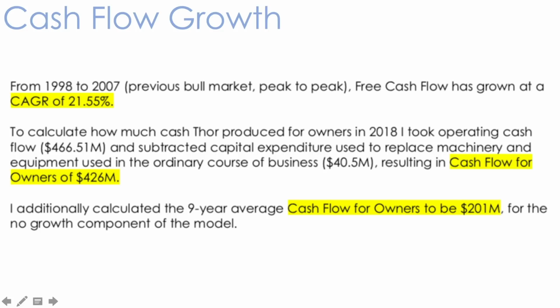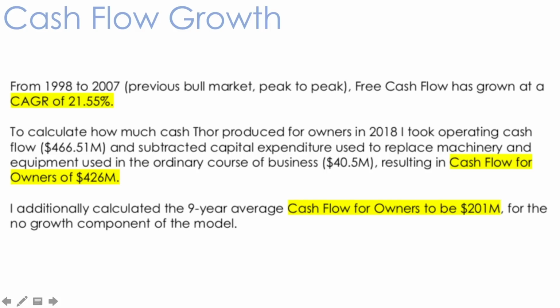So essentially, we need to calculate the 2018 number, and I did this by getting the operating cash flow, which was 466.51 million, and I subtracted the capital expenditure that was used to replace machinery and equipment that was used in the ordinary course of business. So this is just to maintain the business, and that gives us a cash flow for owners of 426 million.